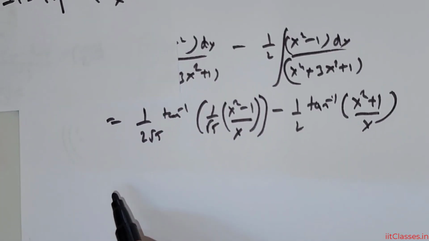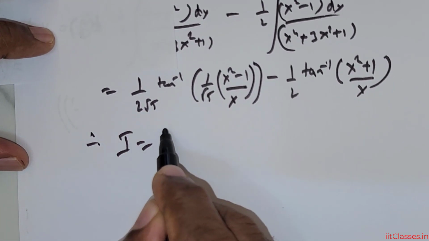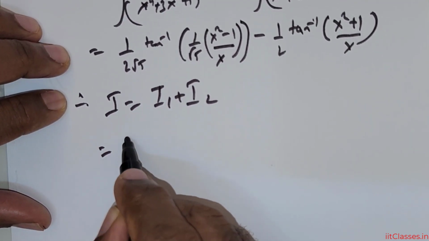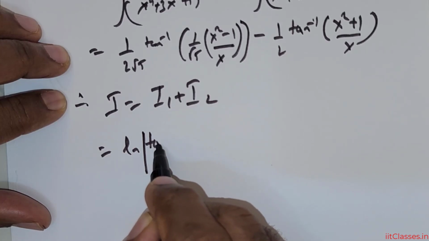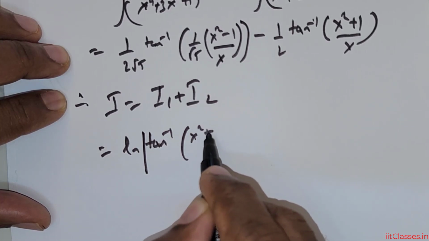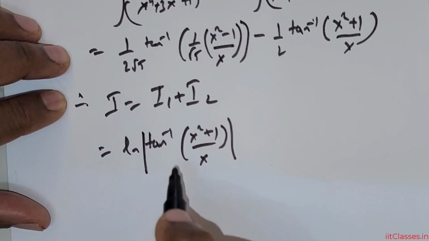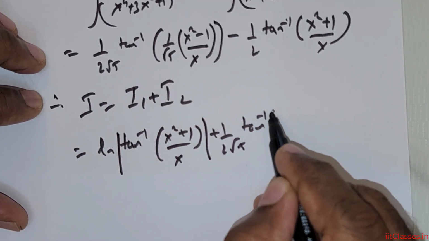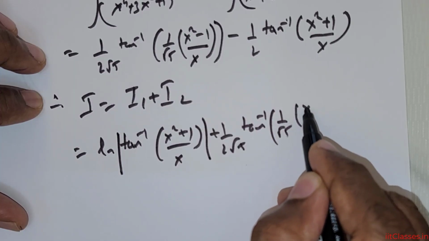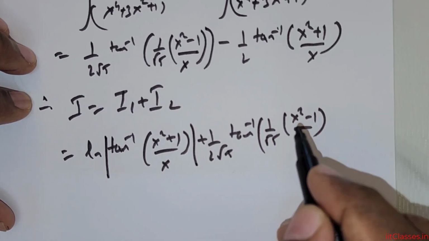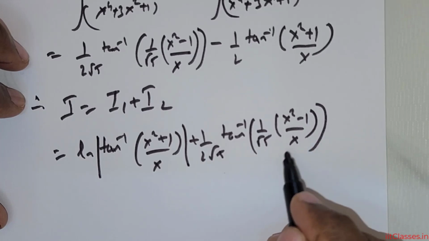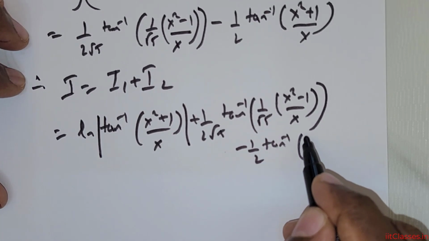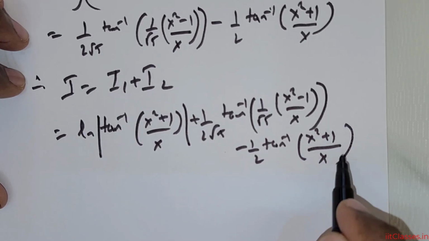I1 is this. So therefore I is equal to I1 plus I2, which will be equal to ln modulus tan inverse of (x² + 1) over x. This is one component, followed by the second component, 2 times the root of 5 tan inverse of 1 over root 5 of (x² − 1) over x, followed by negative 1 over 2 tan inverse of (x² + 1) over x.